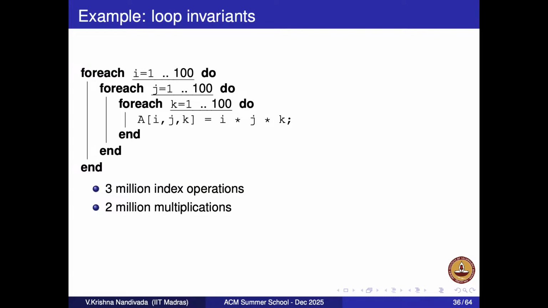What am I doing? I have a 3-dimensional array, 100 cross 100 cross 100. I am setting a[i][j][k] equal to i times j times k. How many multiplications am I doing? 2 million, right? 1 million, 2 million. 2 million multiplications. How many index operations am I doing? One index, one index, one index, and a million times. 3 million array index operations. Can I do something about this code?